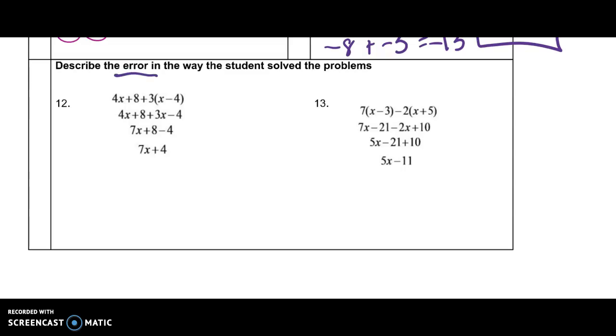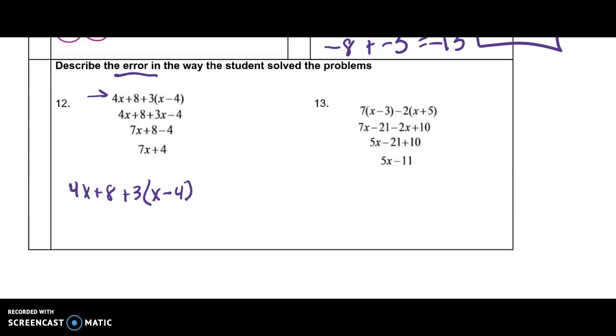It says describe the error. This is not a trick question. There is a mistake. And if you do the process and you get the same answer as them, then you made the same mistake. So really make sure that you are focused and paying attention to all the signs and all the steps so that you don't make the same mistake that they did. The easiest way to solve this is to first solve it yourself. So this is our original problem: 4x plus 8 plus 3 times the quantity x minus 4.